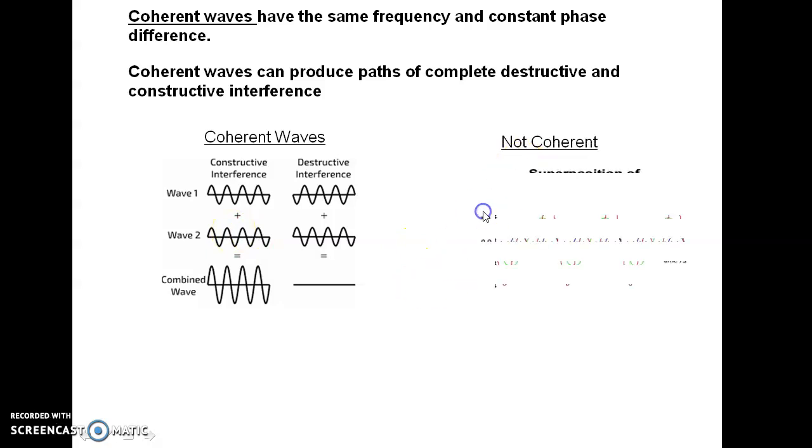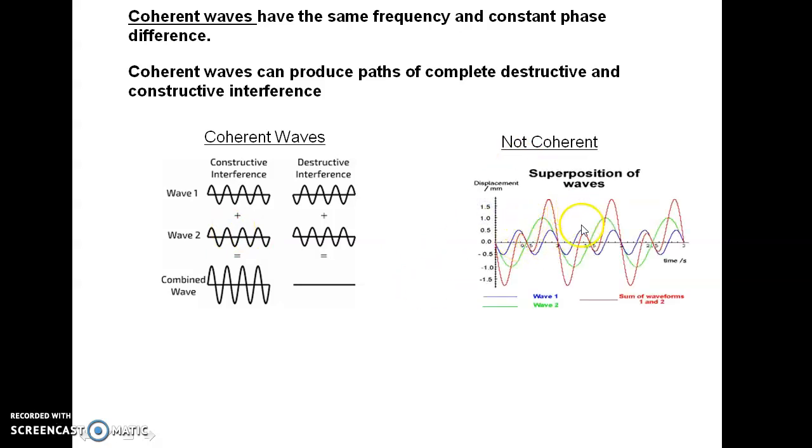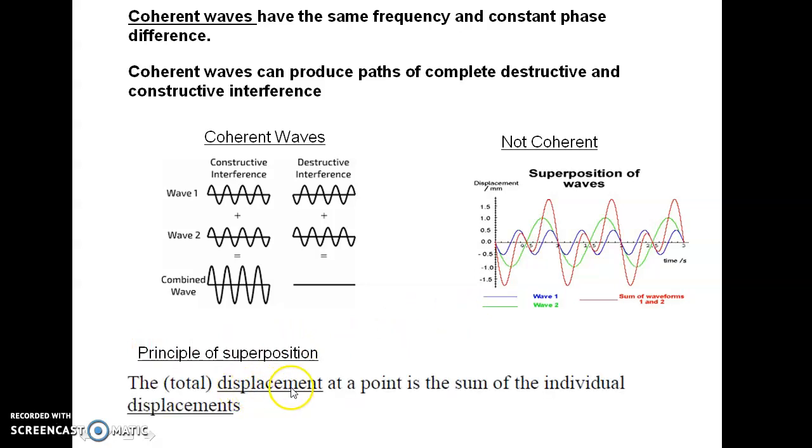This would be not coherent. We would probably get a wave pattern. As you can see, there's a blue wave and green wave, and the red wave here shows the sum of the two waves due to interference. And we can remember what the principle of superposition is. That is the total displacement at a point is the sum of the individual displacements of the waves.